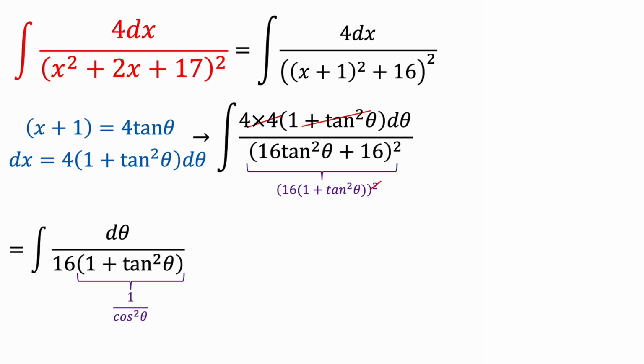I then inverted the entire denominator and brought it up to the numerator. 1/16th integral of cosine squared theta. That got much simpler, didn't it? Now, let's get to the next part.